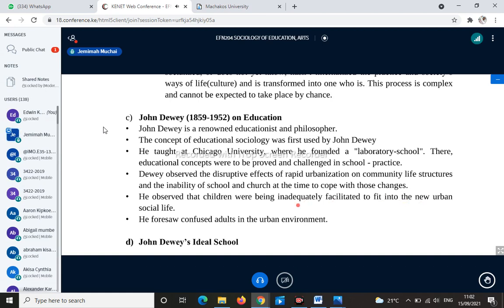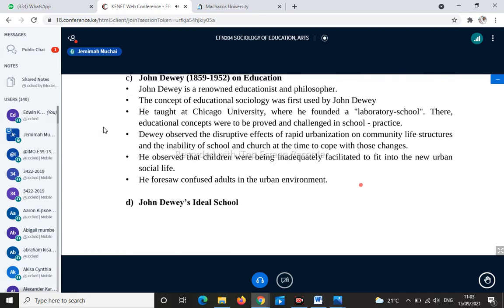I don't know whether any of you have ever had your families move from the rural areas to urban centers. And then because you moved to an urban center as children, you had your friends. Now you are in a new place. How do you make friends? Where do you go to play football the way you were doing in the village, and the like? They were inadequately facilitated to fit into the new urban social life. It also confused adults in the urban environment.